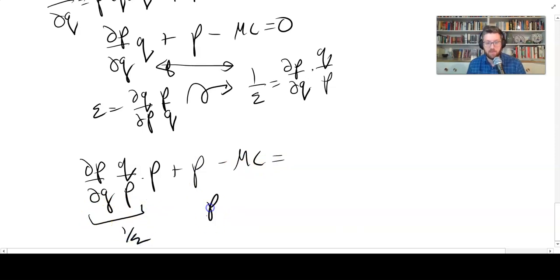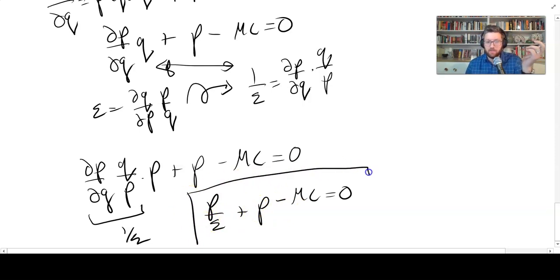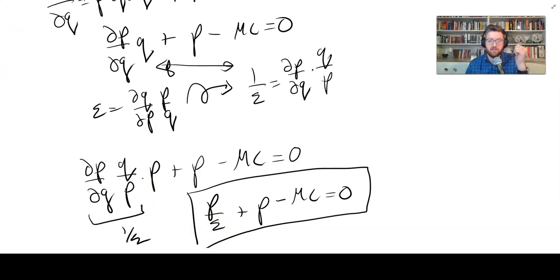And now we've got p over the elasticity plus p. This is all equal to 0 minus marginal cost equals 0. And we can see that now the profit condition really depends on marginal cost and the elasticity of demand, which is the main point. So next I'm going to have you guys do an example.